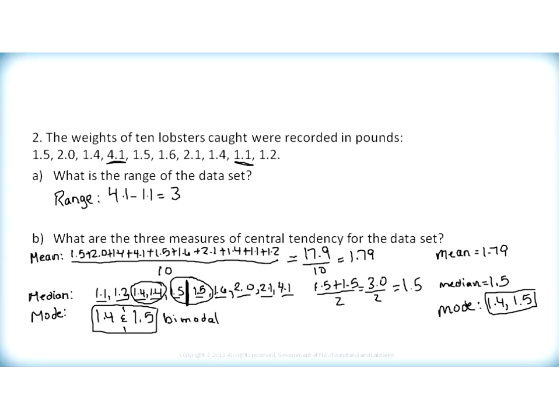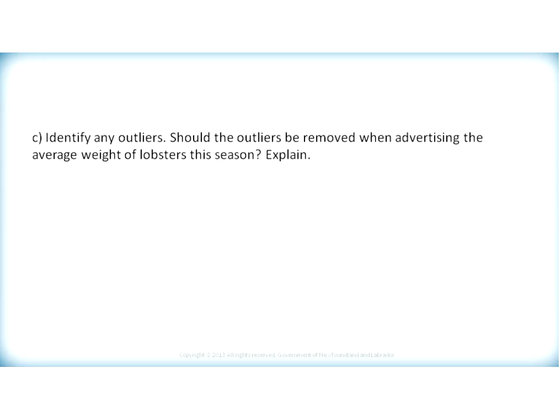The difference between weights is first 0.1, then 0.2, then 0, then 0.1, 0, 0.1, 0.4, 0.1, and then 2. So 4.1 is way larger than anything else. So 4.1 pounds is an outlier.